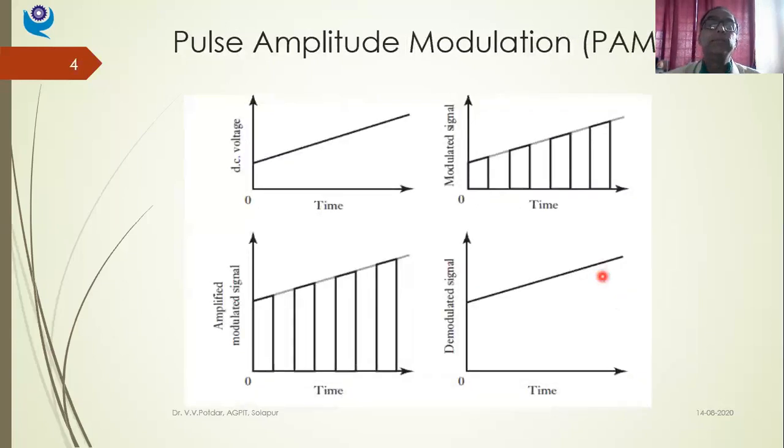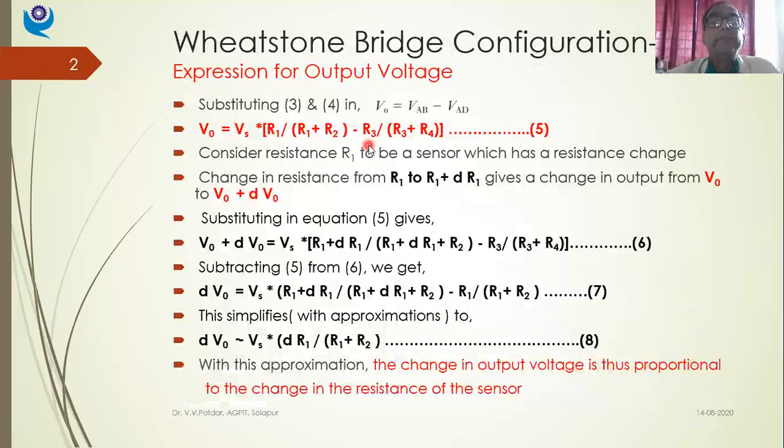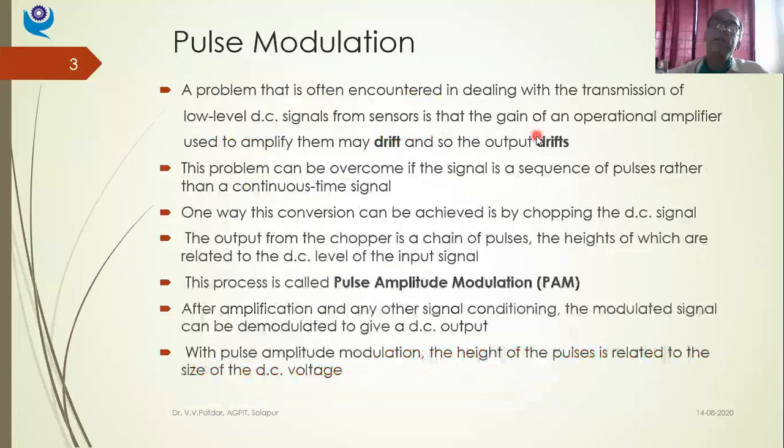Pulse modulation. A problem that is often encountered, please be attentive. A problem that is often encountered in dealing with transmission of low-level DC signals from sensors and transducers is that the gain of an operational amplifier used to amplify them may drift. Drift means going away. Drift means I want amplification with a gain of 10, but it may perhaps give me amplification with a gain of 12. It used to amplify them may drift, and so the output drifts.